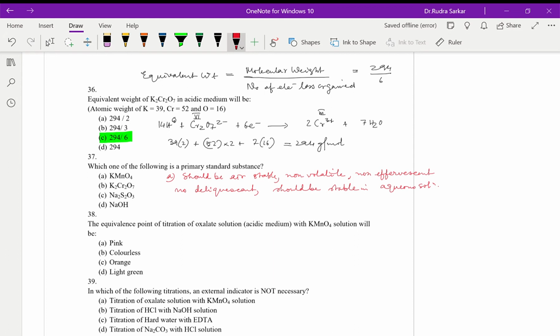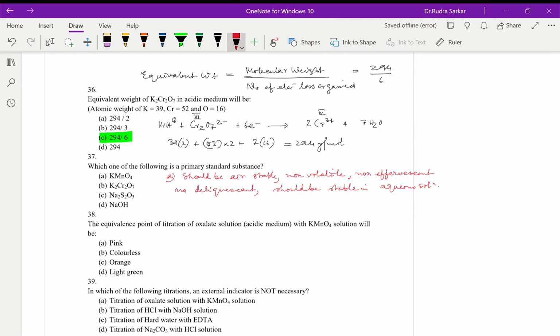This one, Na2S2O3, it has sulfur, so that can get oxidized, and so that will not be considered as a primary standard. Sodium hydroxide is a highly deliquescent substance, so it cannot be correctly weighed. So that's why it is never going to be a primary standard. Rather, apart from K2Cr2O7, all the others are called secondary standards. Okay.